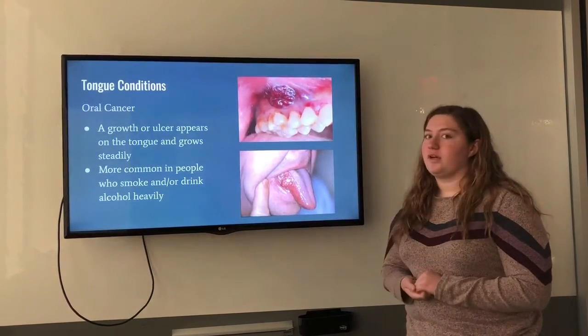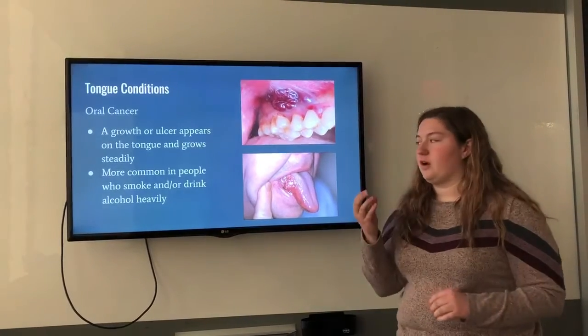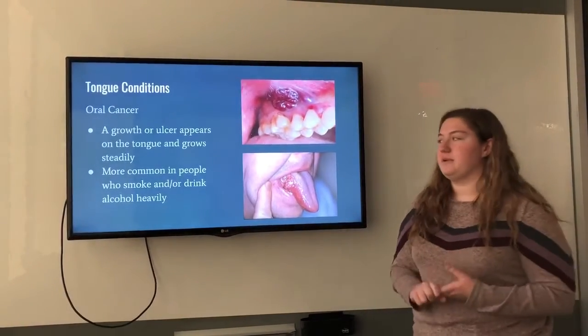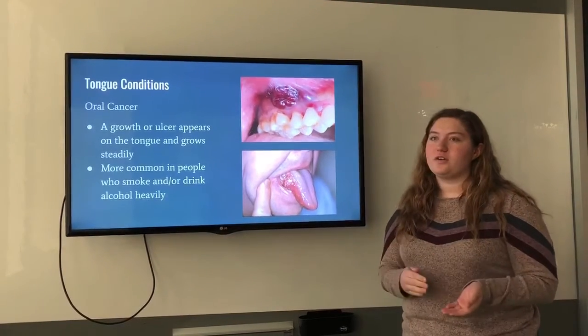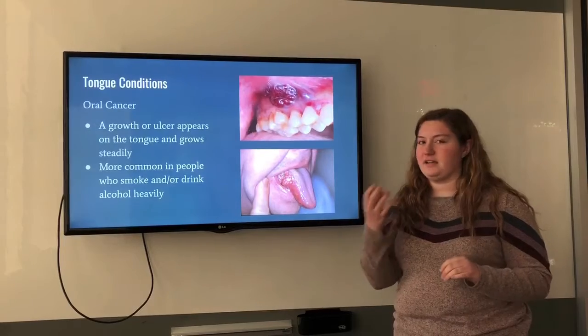There are many forms of oral cancer, but some can occur on the tongue. As you can see, it's like an ulcer growing off the tongue, and it's more common to happen in people who smoke and drink. It also can cause black tongue, which is just where your tongue gets black and hairy.